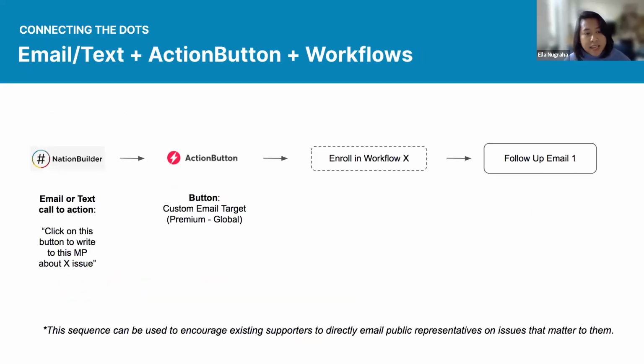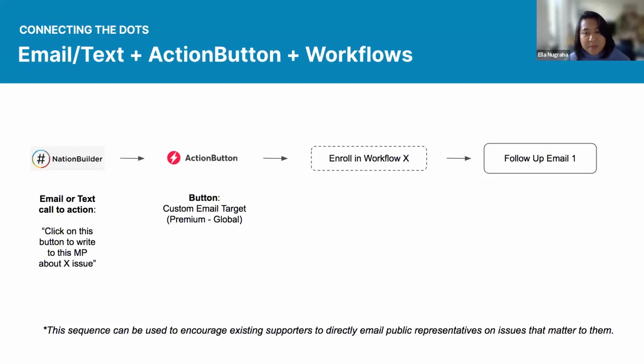Another way to do this is when we are sending emails or texts, we can ask our supporters to click on this button to write to this MP about X issue. You can send them to an action button where you have determined a specific public figure you want people to email and contact, and push for or against legislation. Once they take action through that, they will also be enrolled in an automation, and you can automatically follow up with email 1 based on the workflow they are enrolled in. So this can be a combination from the email or text.